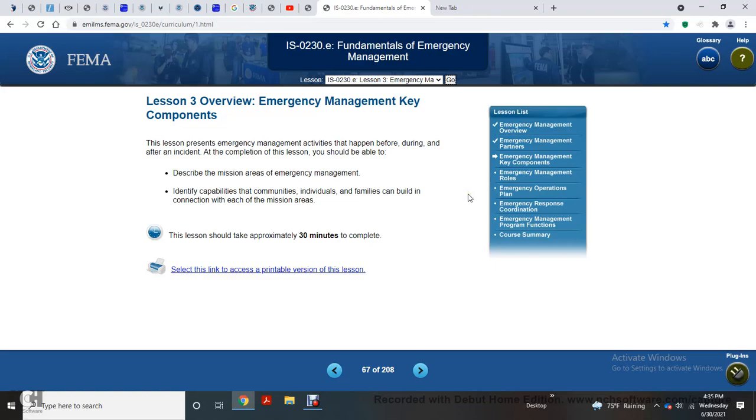Alright, Lesson 3 Overview. IS-230, Fundamentals of Emergency Management, FEMA. Lesson 3 Overview: Emergency Management Key Components. This lesson presents emergency management activities that happen before, during, and after an incident.